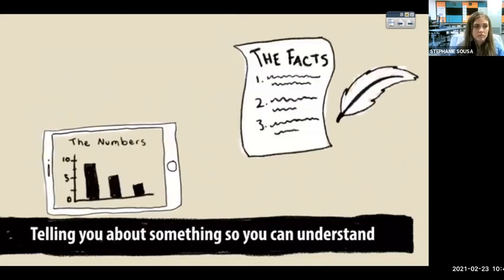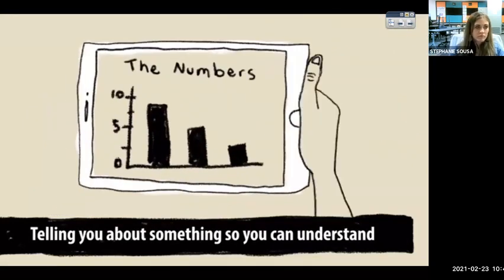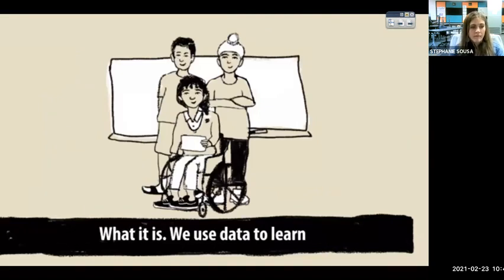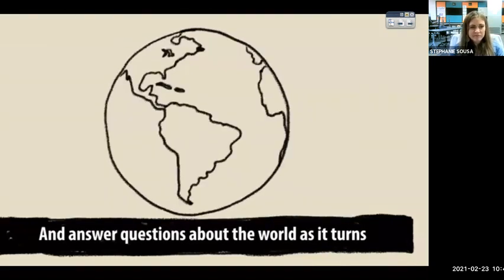The facts and the numbers, telling you about something so you can understand what it is. We use data to learn and answer questions about the world as it turns.